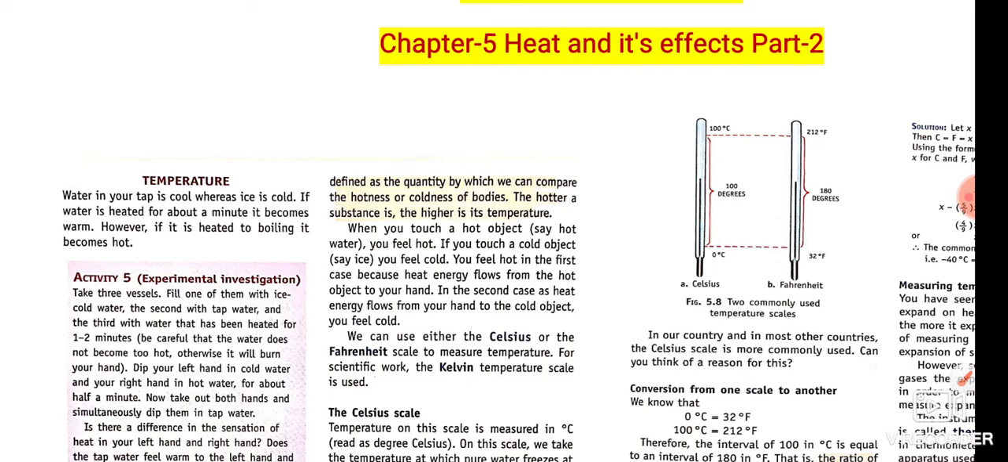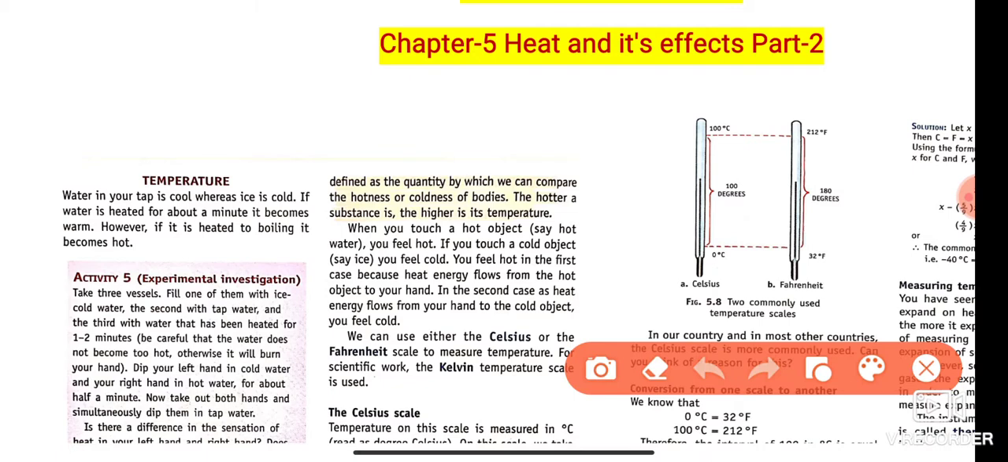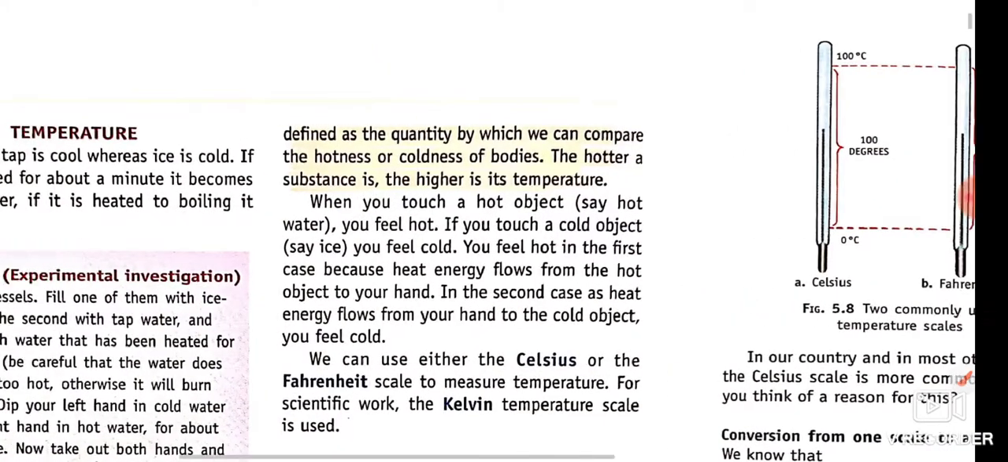So, dear students, today we are going to start the second part of the chapter Heat and its Effects of class 7th science. In this section, we will be able to answer questions related to temperature, how to calculate temperature in a thermometer, and how to convert one unit of temperature into another unit of temperature. Okay, let's start this topic today.